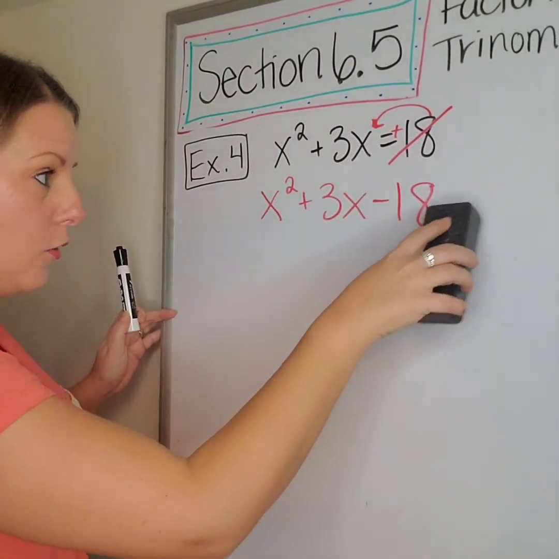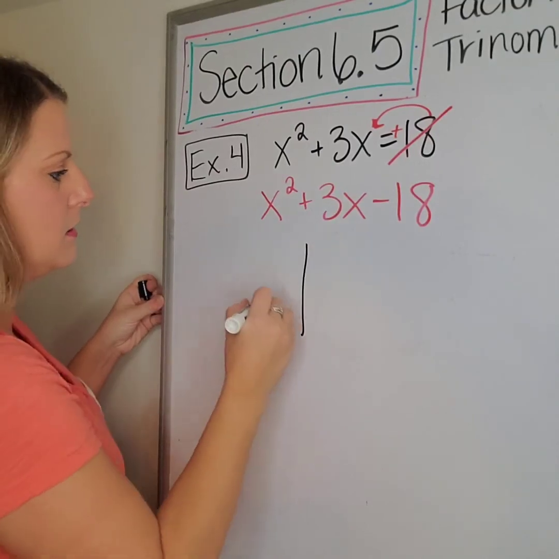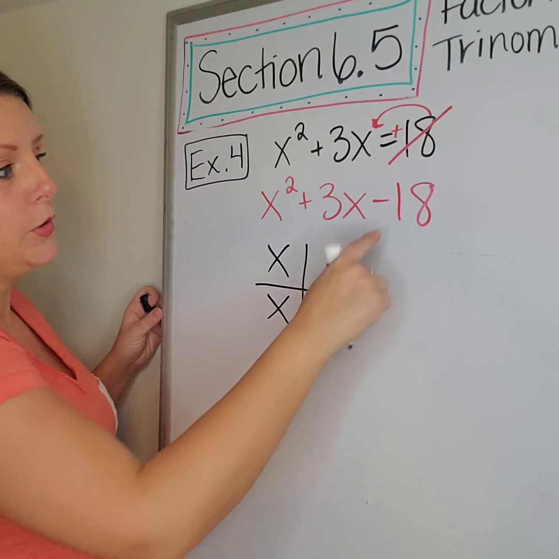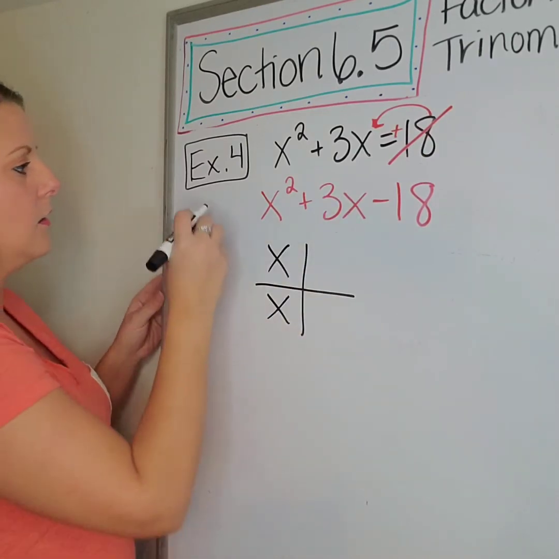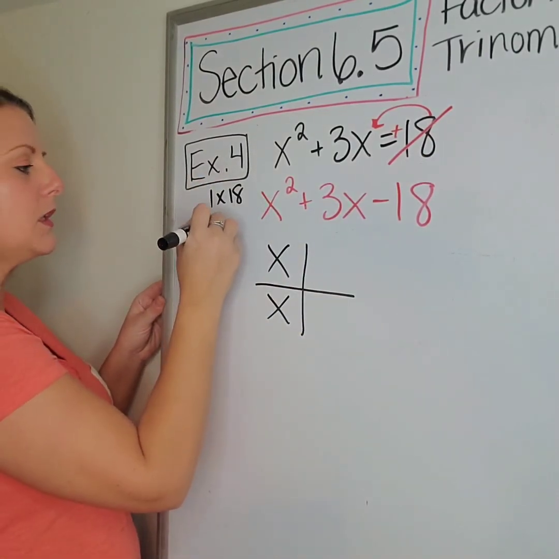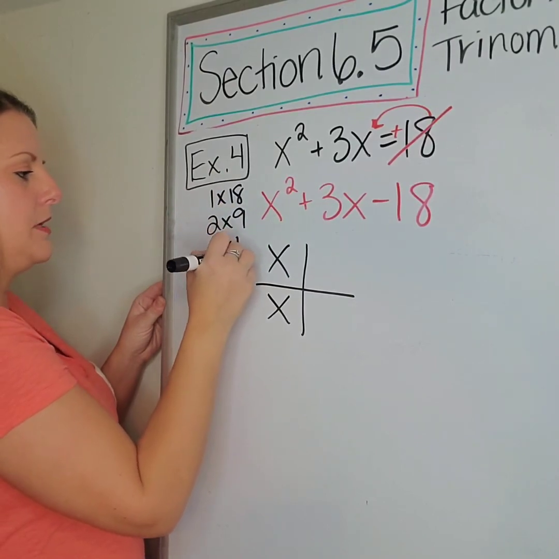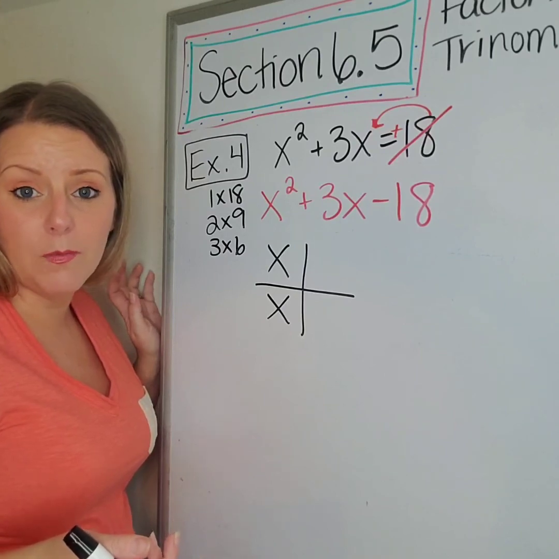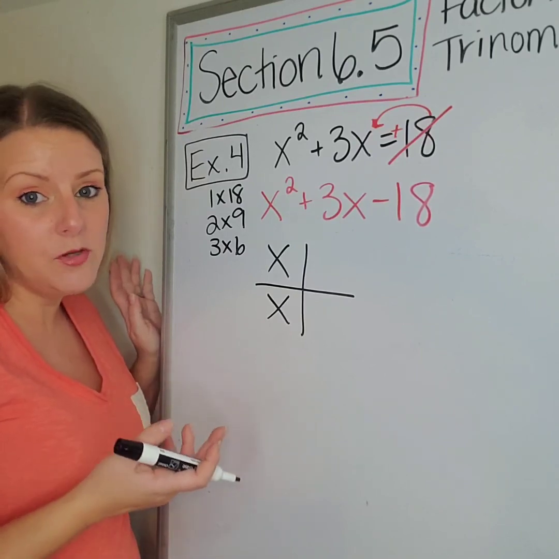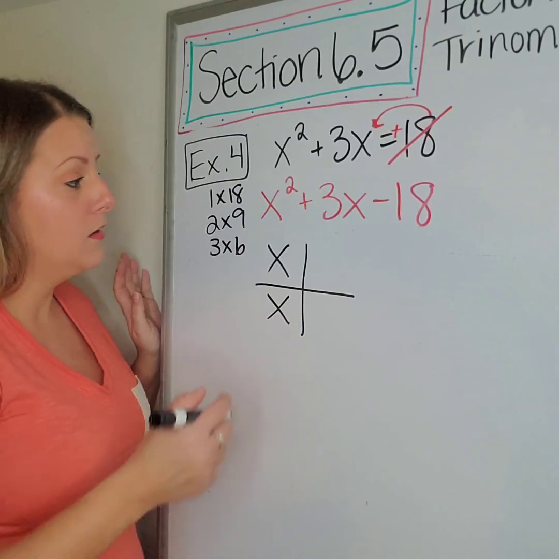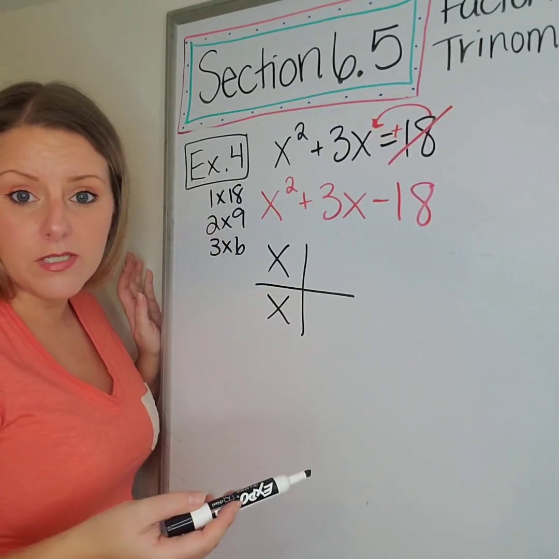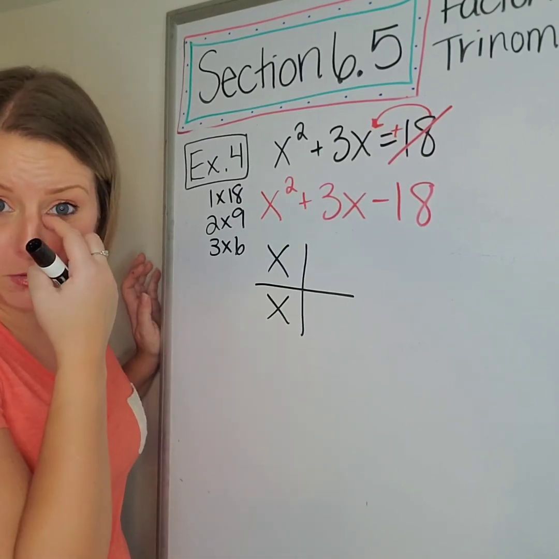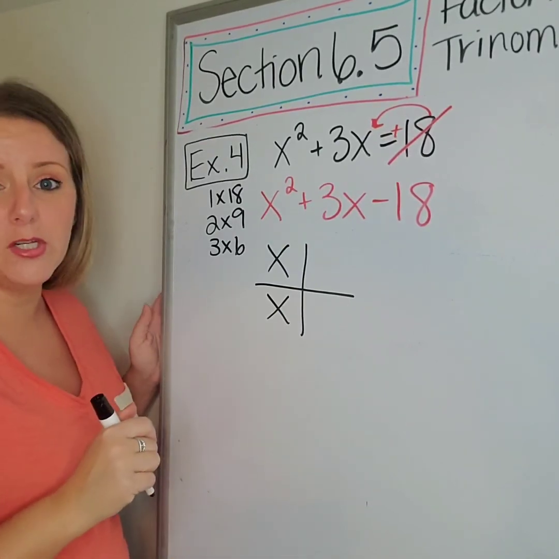So if it has no equals 0, you would make your cross. You would break up your x squared, x times x. You would break up your 18, so 1 times 18, 2 times 9, 3 times 6. Those are my choices. Again, the better you are with multiplying, the faster this is going to be. If you have to use a multiplication chart to look through all the factors, you can use that as well. It just takes time. So it's best to just memorize those multiplication facts.